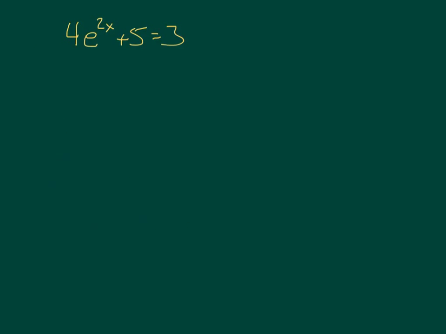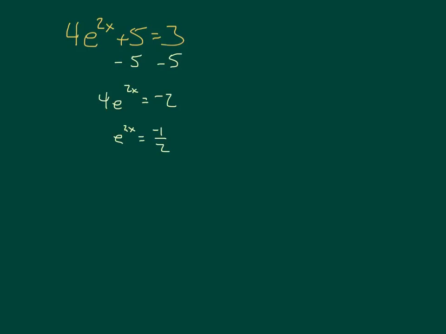Let's take a look at another example. We'll start by subtracting 5 from both sides and get a 4e to the 2x equals a negative 2. And we can divide both sides by 4 and get e to the 2x equals a negative 1/2. Can you take a positive value, raise it to an exponent, and get out a negative value? Negative exponents don't give us negative values. They give us reciprocals. They give us things in denominators. They do not make things negative.